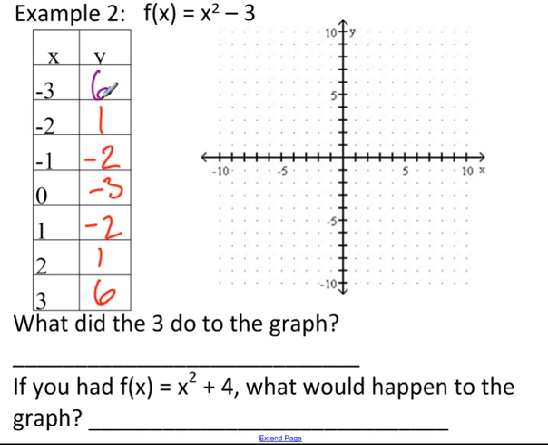So there we go. All of our numbers plugged in: 6, 1, negative 2, negative 3, negative 2, 1, and 6. Again, we're symmetrical, but some numbers have changed. It's all gone down, dropped by 3. So let's go ahead and plot those out.